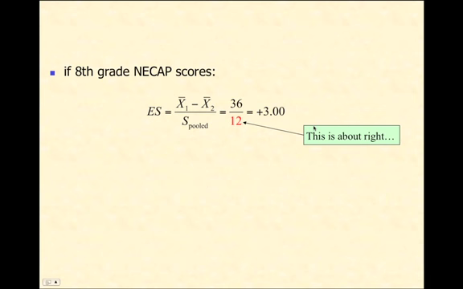So, if we think of this as 8th grade kneecap scores, we can see that our effect size is our first distribution, say boys, minus girls. We see that that difference was 36 points, divided by our pooled standard deviation, which for the kneecap is probably about 12 points. That is an effect size of +3. That is enormous. It's off the charts.